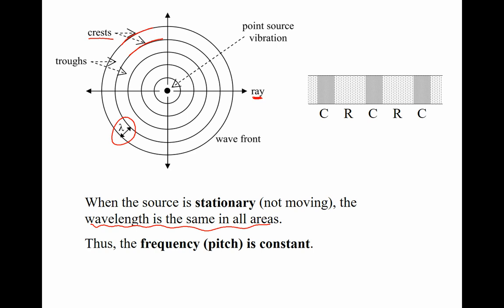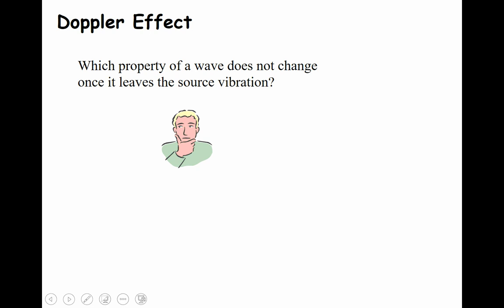And then remember, as we're talking about sound waves, we're not actually talking about crests and troughs. In reality, we're talking about compressions and rarefactions. Keep that in mind. Again, pretty straightforward, I hope, right? Traveling in all directions, know what the crest looks like, know what the trough looks like. If the source is stationary, the frequency is the same, right? Which property of a wave doesn't change once it leaves the source? Well, it's the frequency. Frequency does not change once it leaves the source.